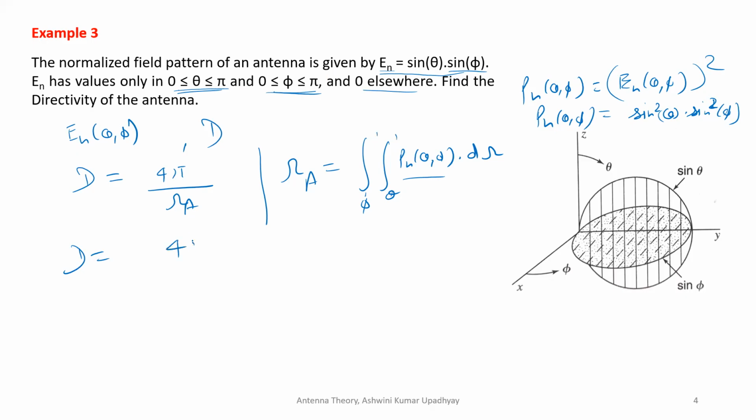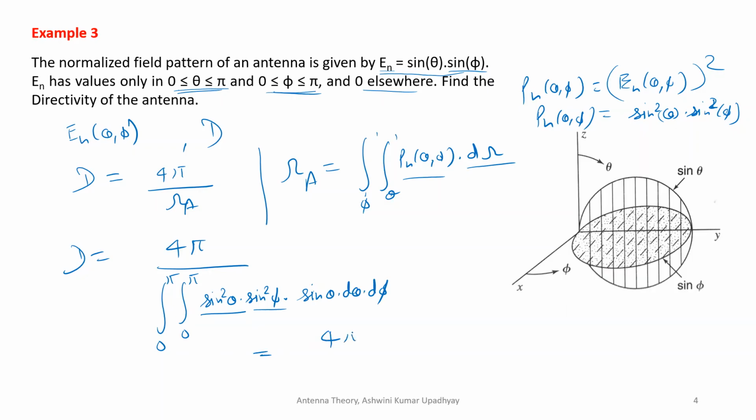So we will have D is equal to 4 pi divided by the double integral, first integral 0 to pi, second integral also 0 to pi, sine square theta into sine square phi into what is the value of d omega? It is sine theta d theta d phi. So since these theta and phi terms are separated, we can separate it and write it like this.